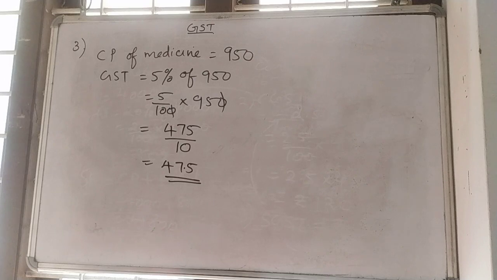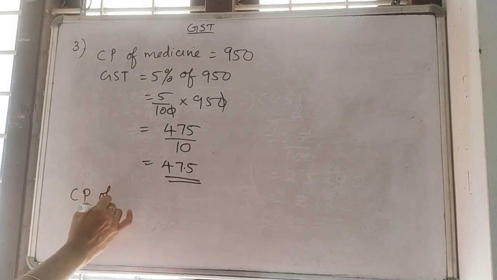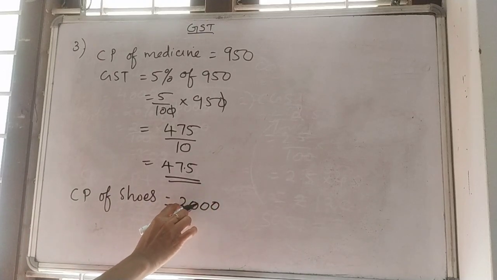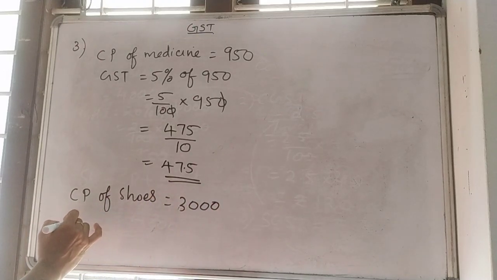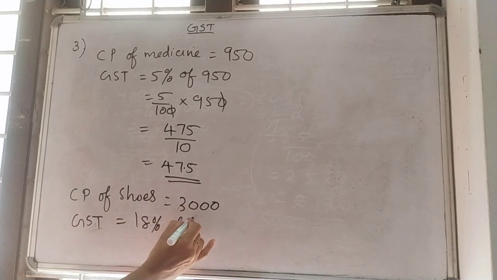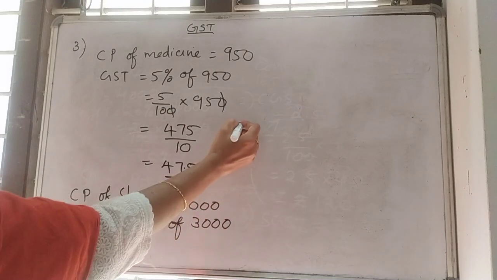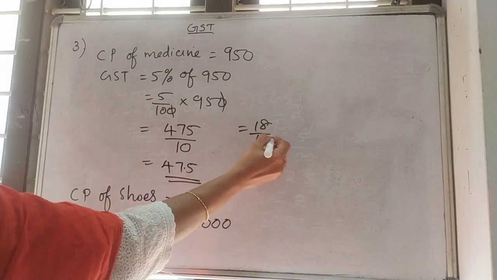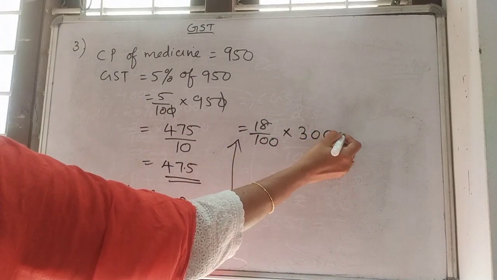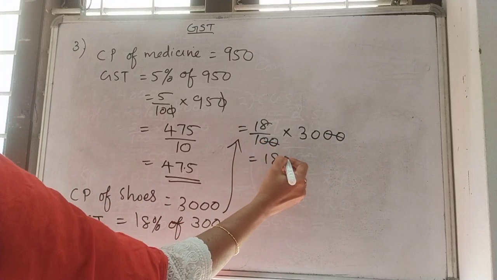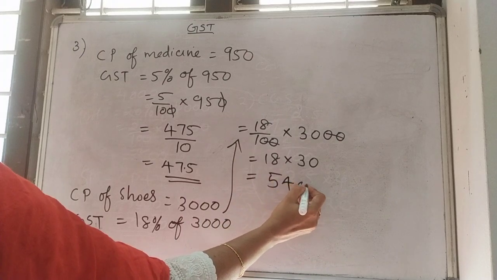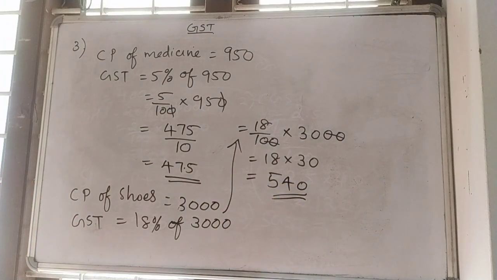Same way, CP of shoes is given as what? Rupees 3000. GST is given as 18%. So what will be the GST? GST is equal to 18% of 3000. So it will be 18 by 100 into 3000. So 18 into 30, which is equal to what? 540. 540 rupees.